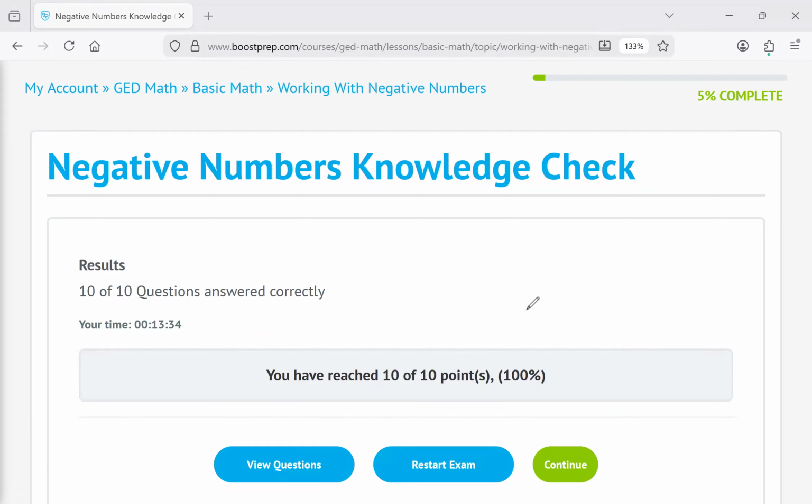Okay. So this is GED dealing with negative numbers. So I hope you wrote down the rules because they will come up again. So yeah, I'm going to stop here.